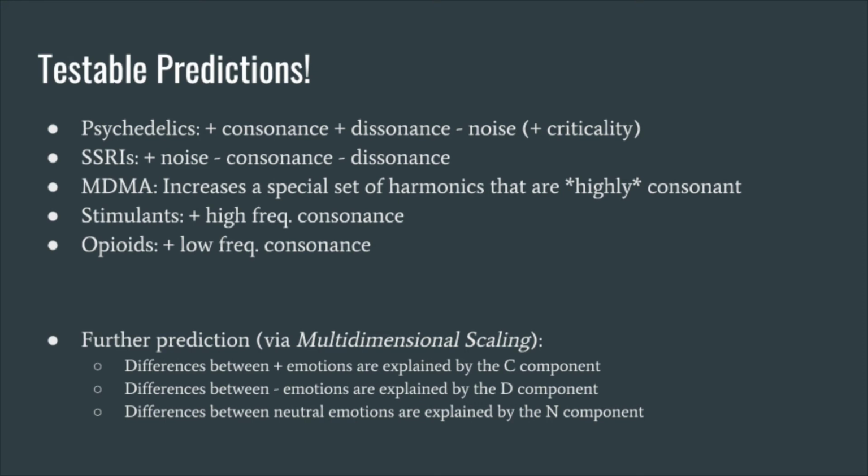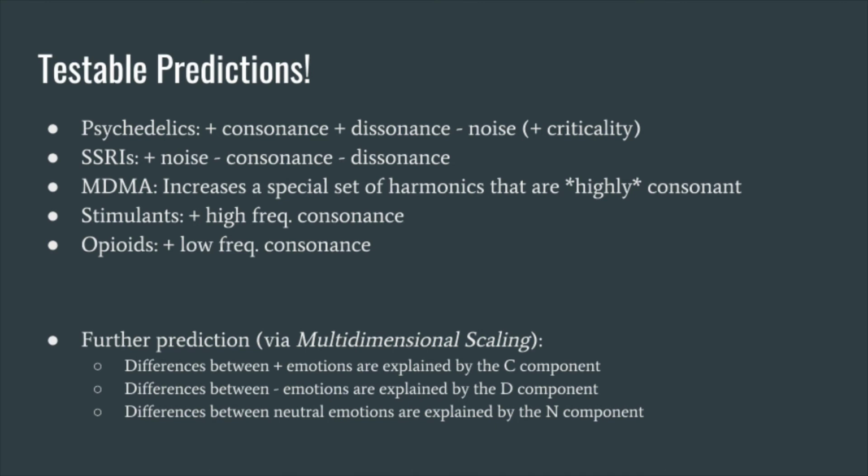Yeah, so some of the core testable predictions is that psychedelics, their mechanism of action, the reason why psychedelics feel so emotionally intense is that they increase consonance and dissonance, and they reduce noise. On the other extreme, you have SSRIs. Basically, they would work in this theory as they just add noise into the neural environment, and therefore they reduce both consonance and dissonance. Similar to this little white noise device. They just blunt everything. And MDMA, they increase a special set of harmonics that are highly consonant with each other.